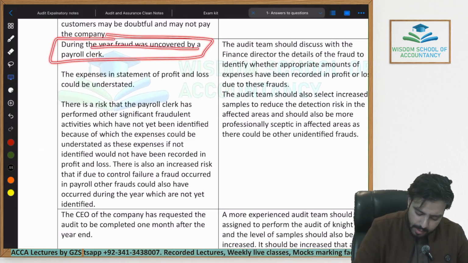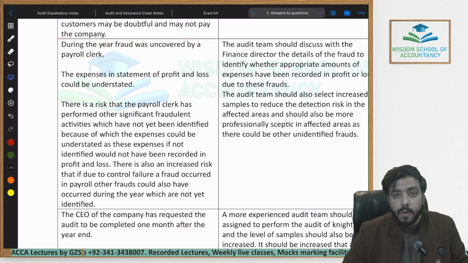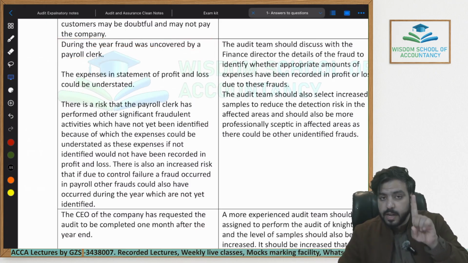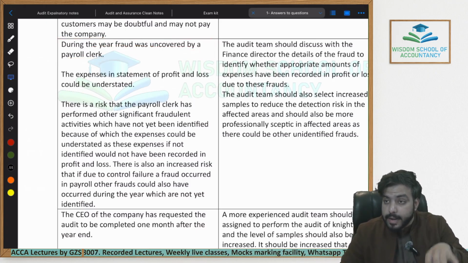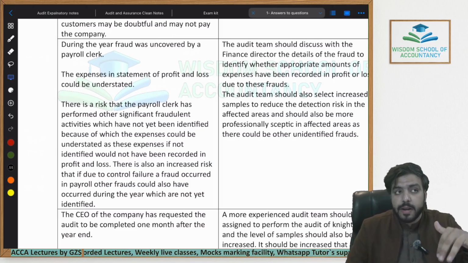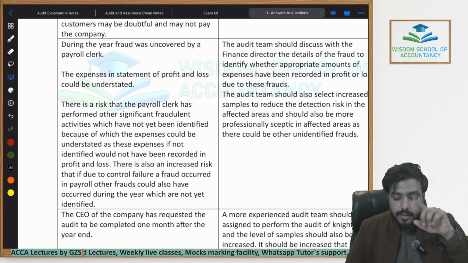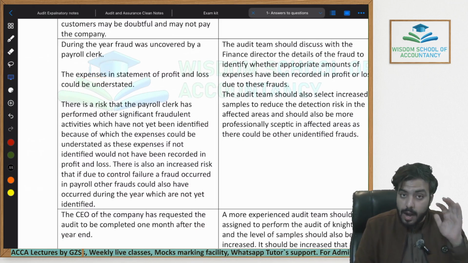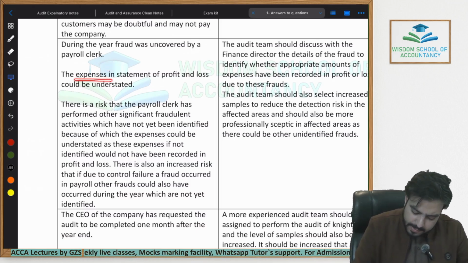During the year, fraud was uncovered by a payroll clerk. What is at risk of under or overstatement? The expenses. If the management has not identified additional fraud that may have occurred, there is a risk that there might have been additional fraud. Management may not have identified it. This means that it is also not recorded as an expense within the statement of profit and loss, which is understating these expenses. The expenses in the statement of profit and loss could be understated.